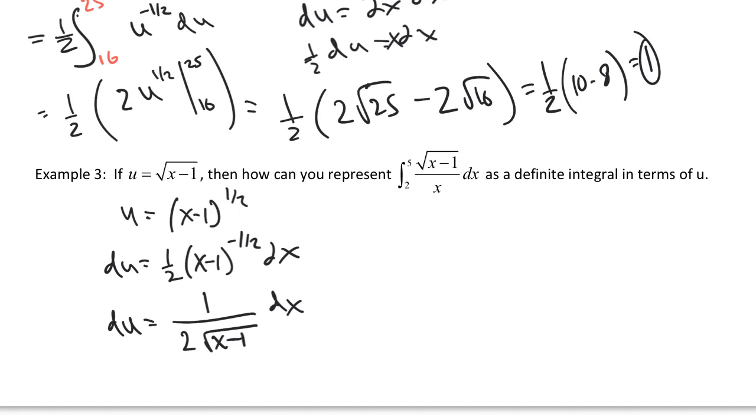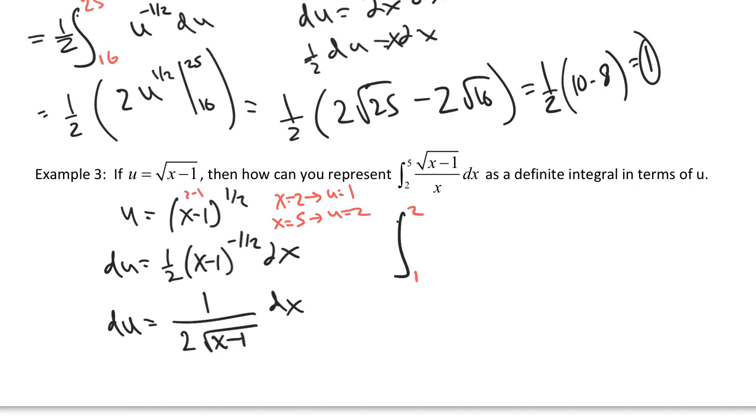Okay, so I'm going to write my integral, and I know I need new bounds, so let's plug in. This is 2 for x, so x equals 2 leads to u equals 2 minus 1 is 1, square root of 1, so u equals 1. And then what's my upper bound? x equals 5 leads to 4, square root of 4 is 2. u equals 2. So I know my bounds are from 1 to 2.